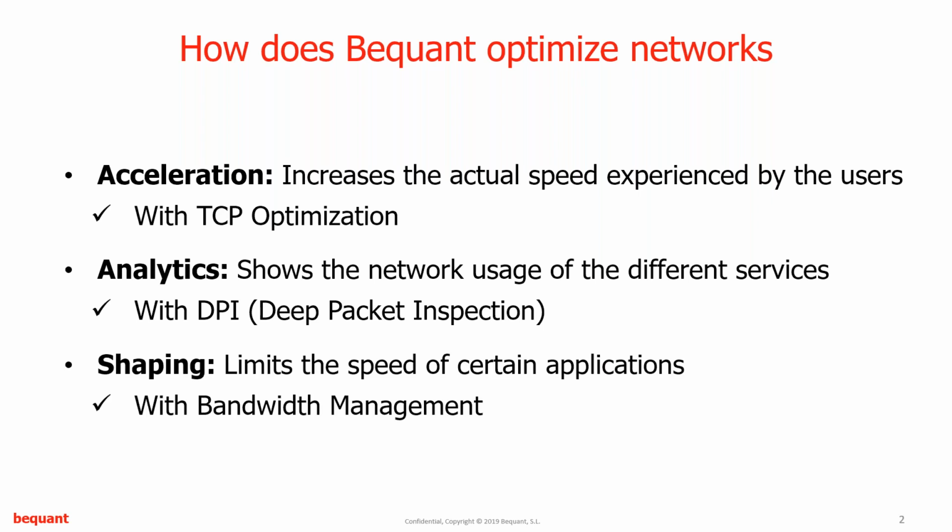And then shaping, we are able to limit the speed of certain applications for certain users at certain times, for instance, when their network is entering congestion. We do that with what we call bandwidth management. So let me begin with the first application, with acceleration.